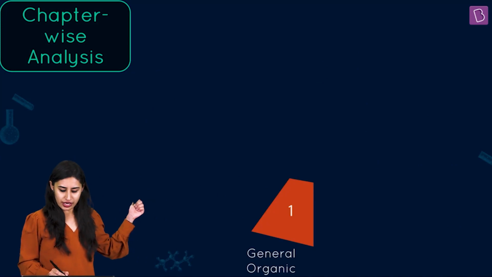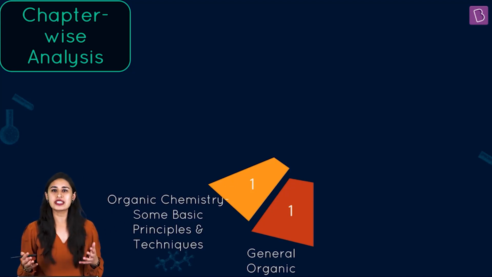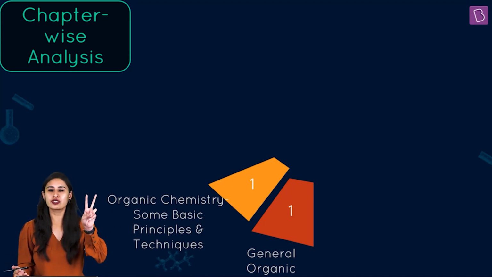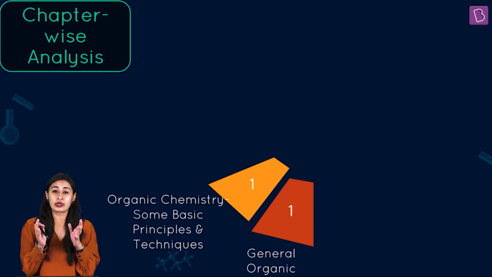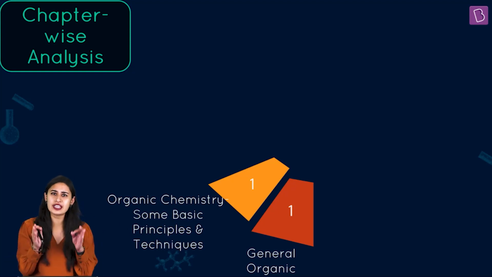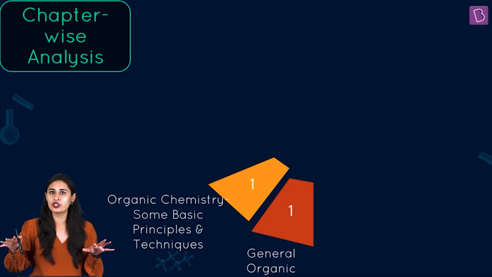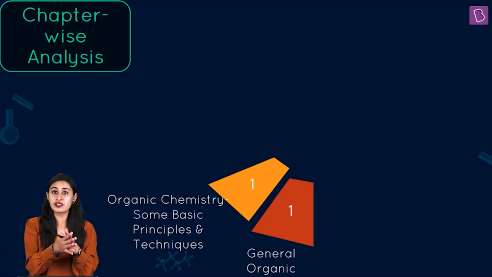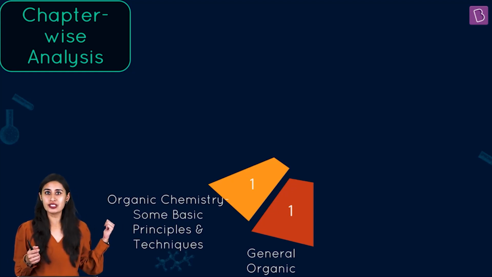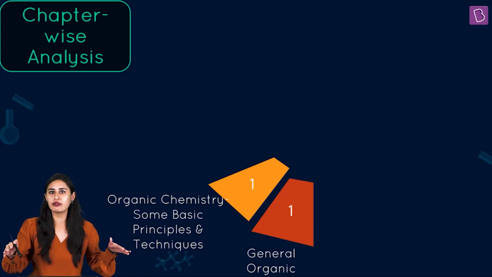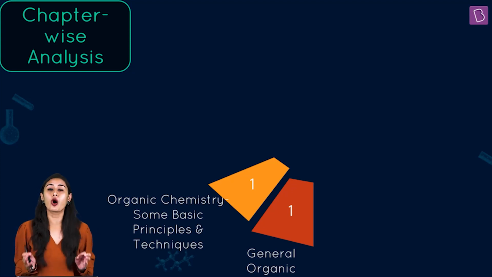Let's begin. General organic chemistry and some basic principles and techniques together make GOC, general organic chemistry. 2 questions were asked. But I want to re-emphasize that GOC should run parallel with all other chapters of organic chemistry. GOC is the very foundation on which all the other chapters lie. And hence, if your foundation is weak, the building that you're making on that foundation will be super weak. So it's very important to address GOC properly.